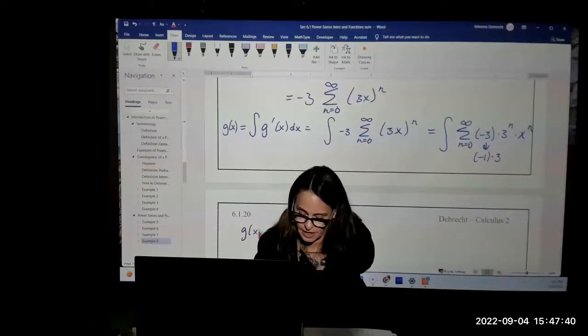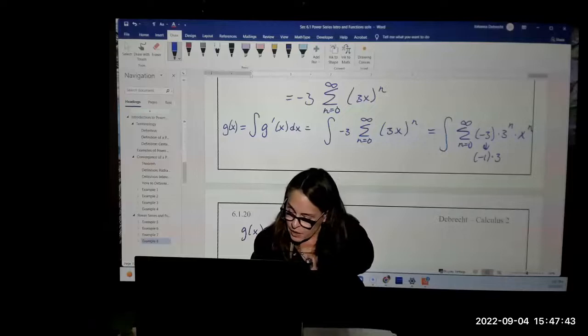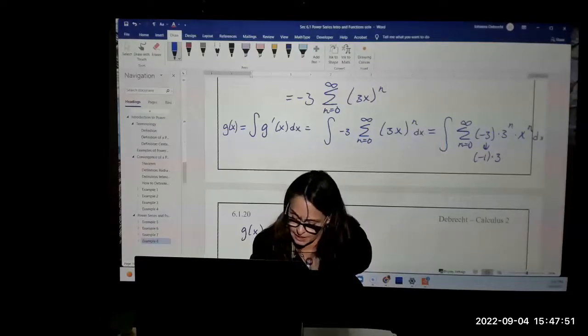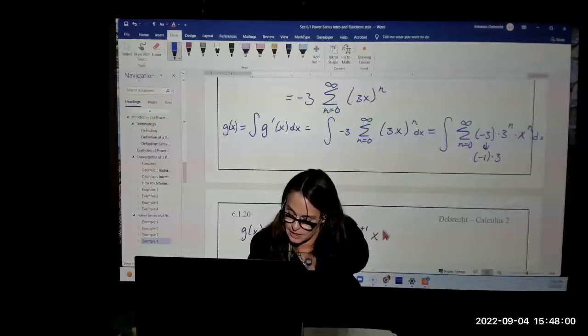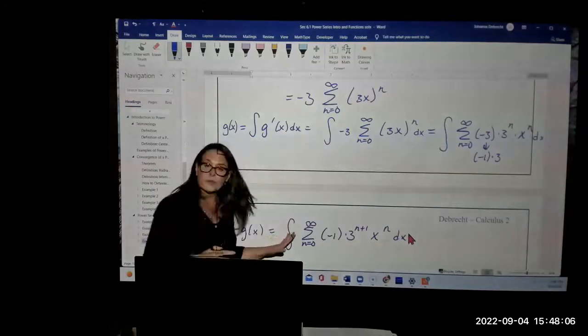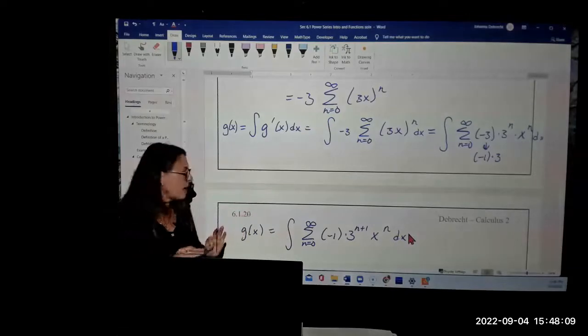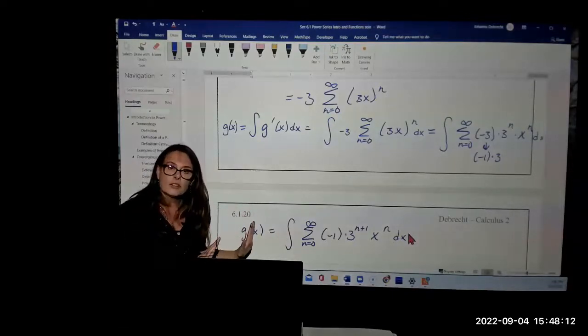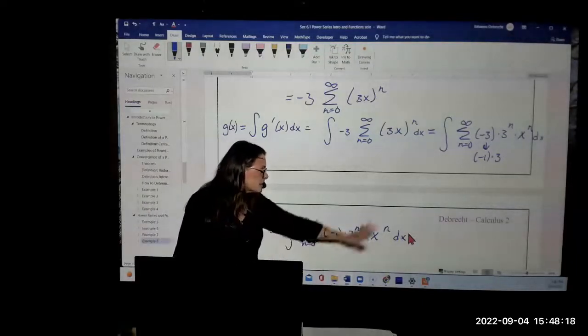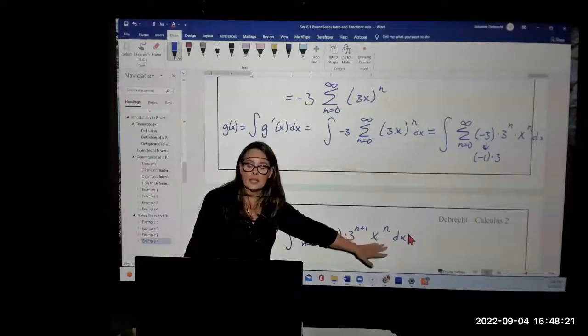So I get g of x equal to, and now I've got the integral with respect to x. I should put that on here, dx. The integral with respect to x of the series from n equals 0 to infinity of negative 1 times 3 to the n plus 1 times x to the n with respect to x. Now, the only thing we're going to integrate with respect to are things that depend on x. Everything else, as far as the integral is concerned, is a constant. So this negative 1 is a constant. This 3 to the n plus 1 is a constant. It only wants to integrate the x to the n.